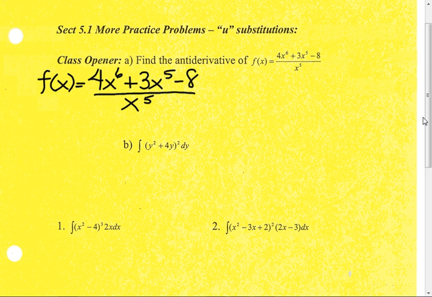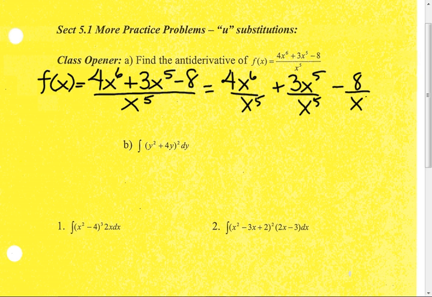Now that doesn't look like anything that's on our sheet. It kind of looks like x to the n. So maybe I can make it be like x to the n. Can't I divide that? Isn't this the same as this? 4x to the 6th over x to the 5th plus 3x to the 5th over x to the 5th minus 8 over x to the 5th. Can't I do that? Divide everything by that. Some of you made it x to the negative 5, and that's fine, but I think it's harder for me. So this is 4x plus 3 minus 8x to the negative 5.